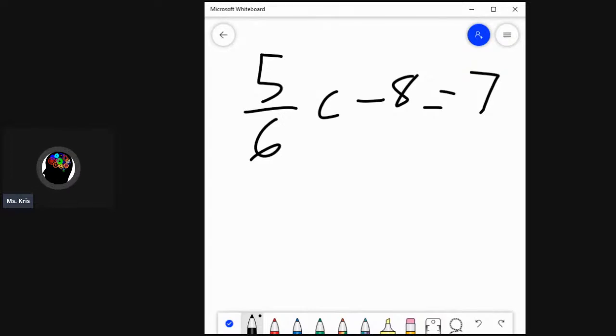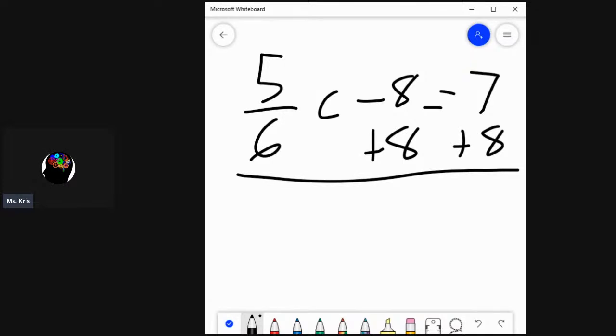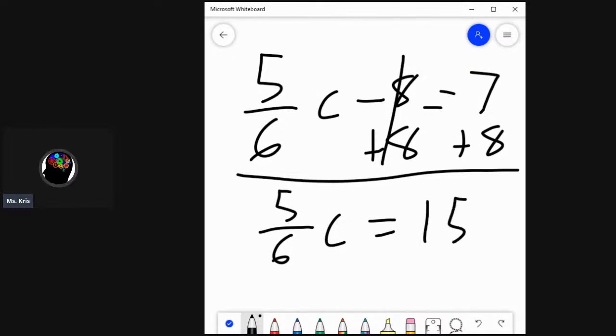First things first, we have to get rid of this minus sign. So, to get rid of the minus sign, I'm going to add 8 on both sides. Adding 8 to a minus 8 will allow that to cancel out or make it 0. What you're left with on the left side of the equation is 5 over 6c, and that will equal 15.